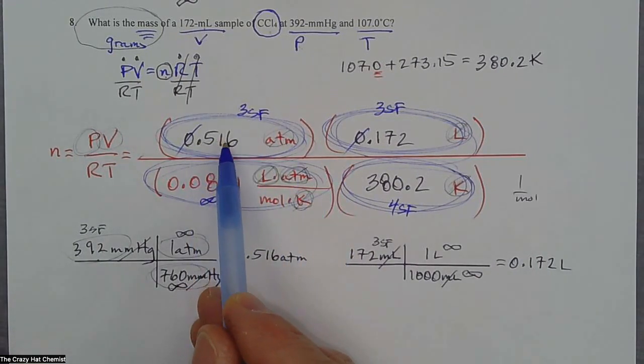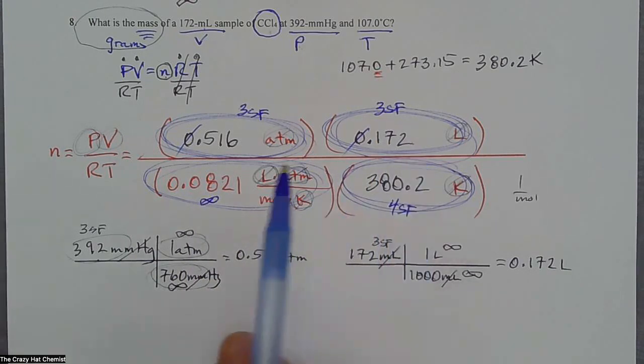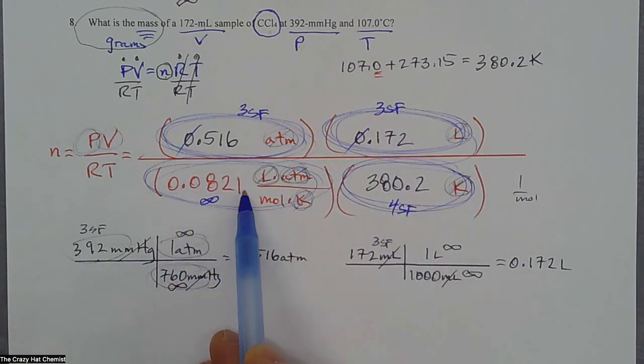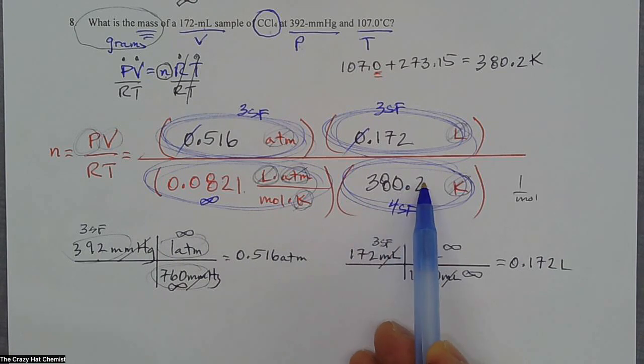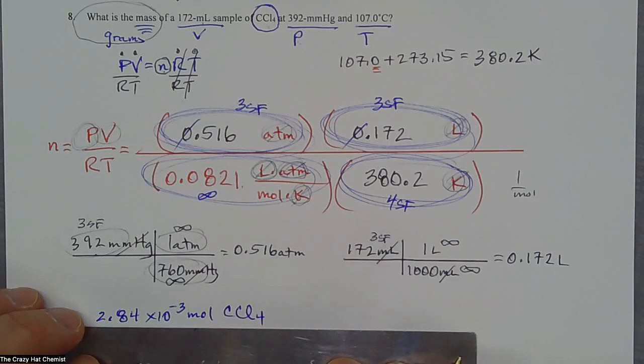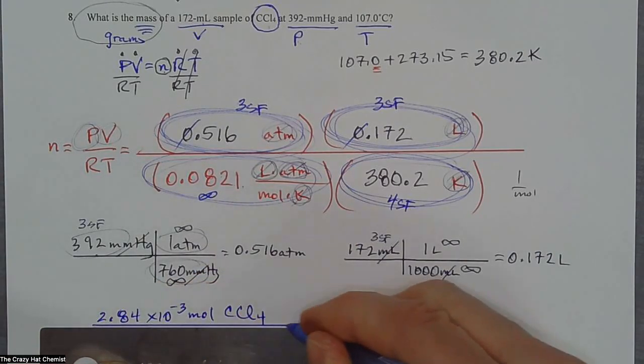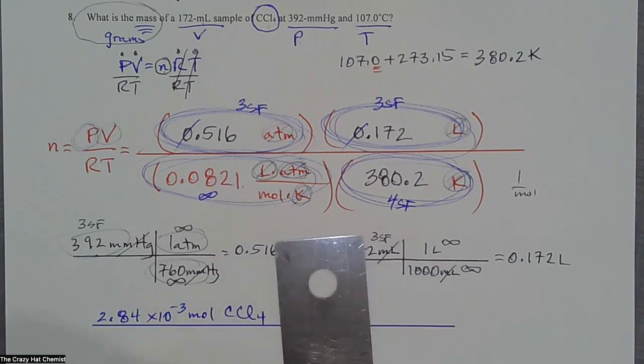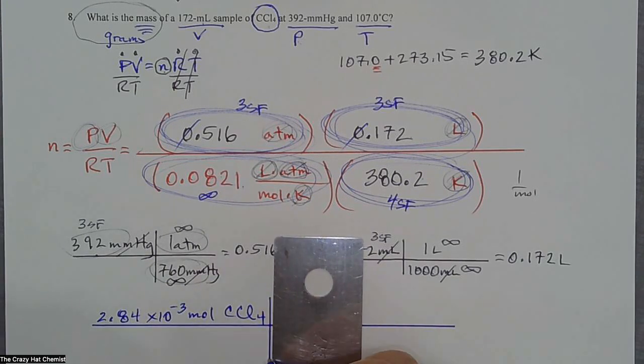So 0.516 times 0.172 divided by 0.0821 divided by 380.2. And I'm going to get, I'm going to write this down right here, 2.84 times 10 to the negative 3. This is moles of carbon tetrachloride, right down there like that. All right. Rounded to 3 significant figures. Now what we're going to do is convert this into grams using the molar mass of carbon tetrachloride.